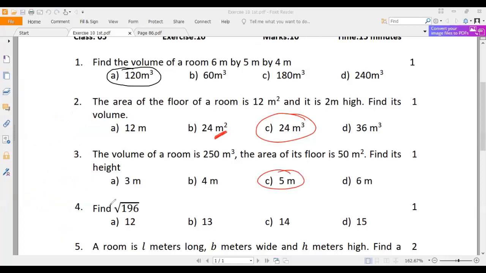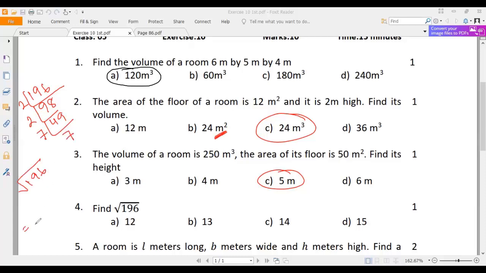Now, number 4. Number 4 says find square root of 196. So how can we find out the square root of 196? We can easily find out the square root of 196 by finding out their prime factors. At first, try to find out the prime factor. We can divide it by 2 at first. 2 9s are 18, so 1 will be left, 16, 2 8s are 16. Again, we can divide 98 by 2, then we will get 49. Again, we can divide it by 7, then 7 7s are 49.